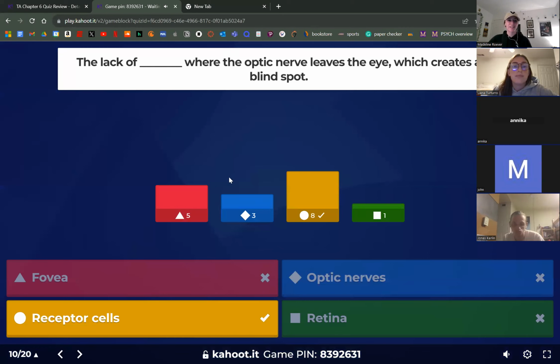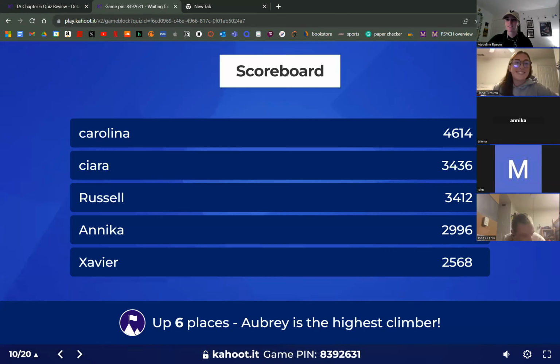Right. So it is receptor cells, and that's just something you will need to know. As I said before, the fovea is the cluster point of a lot of cones. And then optic nerves are just the information highway from the eye to the brain. But other than that, y'all are doing amazing.